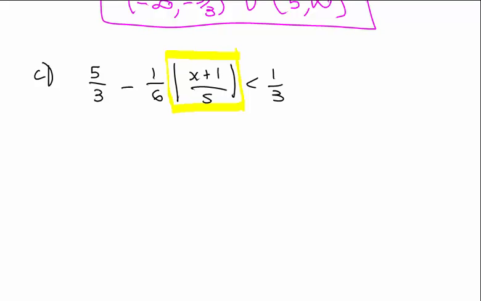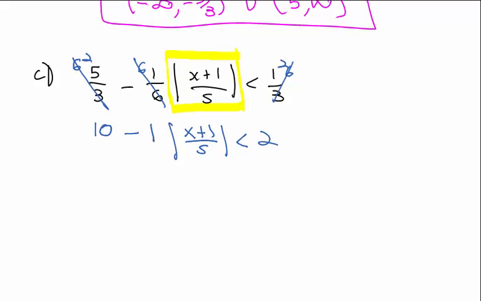Well, let's make those fractions easier to work with. Let's clear the fractions by multiplying by the LCD of 6. 6 over 3 will reduce to 2, so 2 times 5 is 10. Minus 6 over 6 is 1. Absolute value of x plus 1 over 5 is less than 6 over 3 reduces to 2. 2 times 1 is 2.